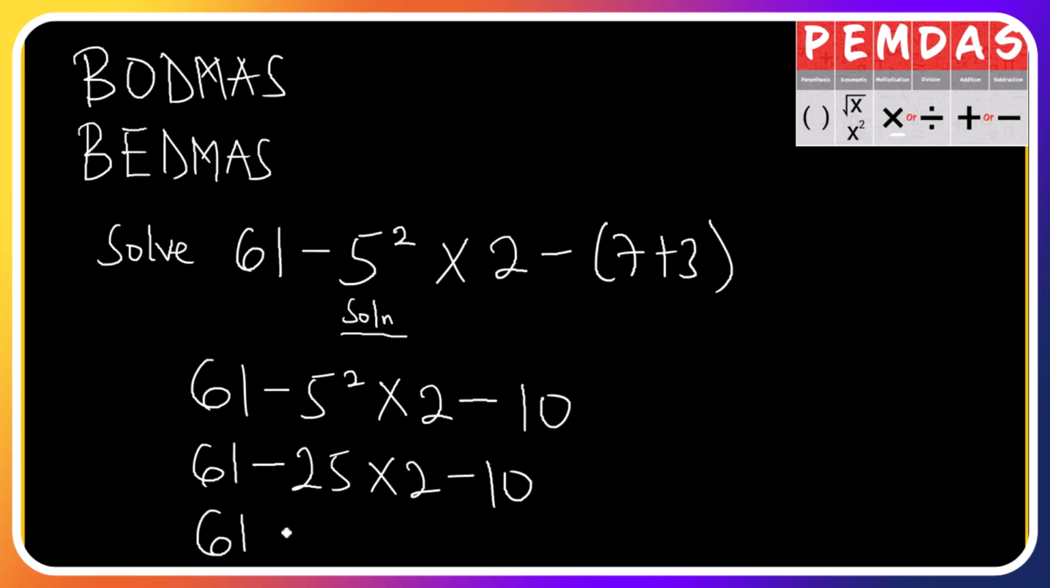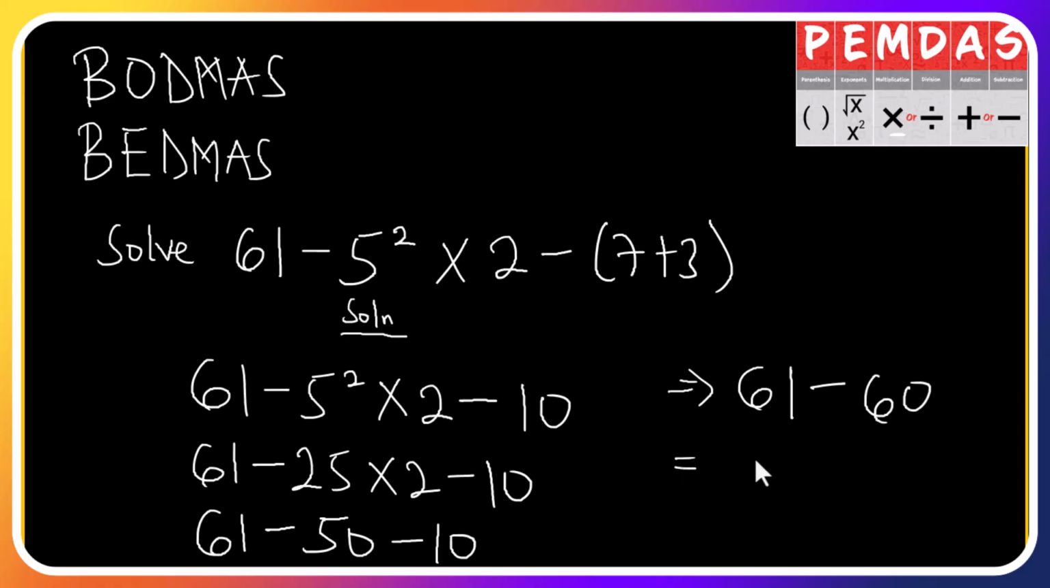61 minus 25 times 2, which gives us 50 minus 10. Now we have 61 minus 50 minus 10. So the operational signs here are the minus signs. So we have 61 minus 50 minus 10 giving us 1. Therefore, our final answer is 1.